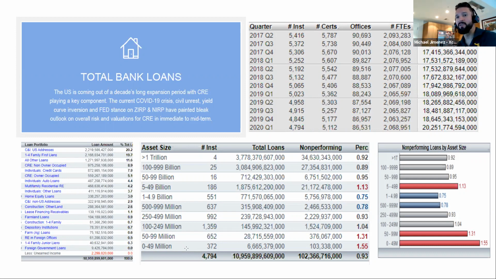Those are the folks you would probably want to focus on, as you can usually get a hold of somebody there and there's not a huge chain of command. You may even know them because they're usually in your community or within a one-day drive. And same thing here: they also typically have the higher levels of non-performers, the 5 to 49 billion.